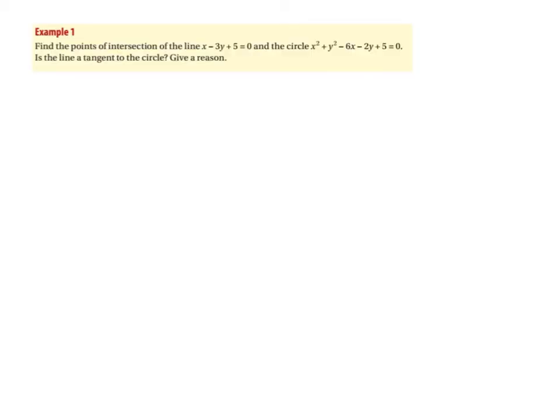Okay, so let's have a look. It says find the points of intersection of the line x minus 3y plus 5 is equal to 0 and the circle x squared plus y squared minus 6x minus 2y plus 5 is equal to 0. Is the line a tangent? Give a reason.